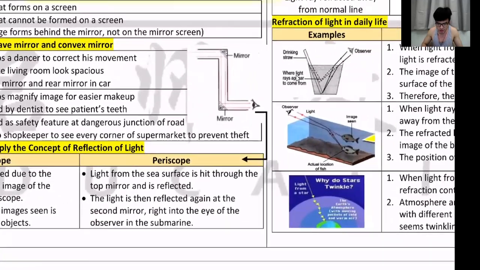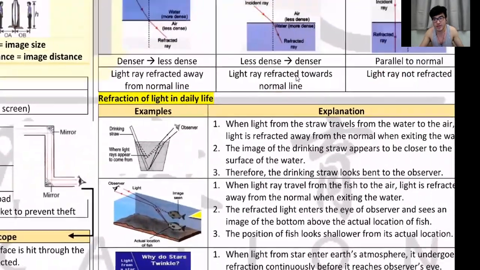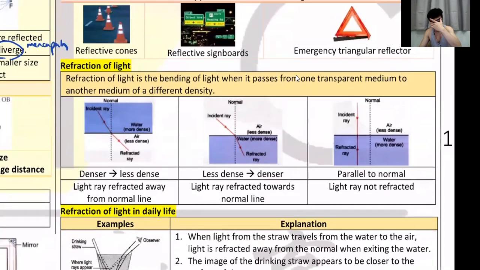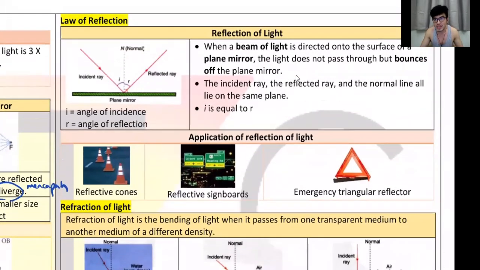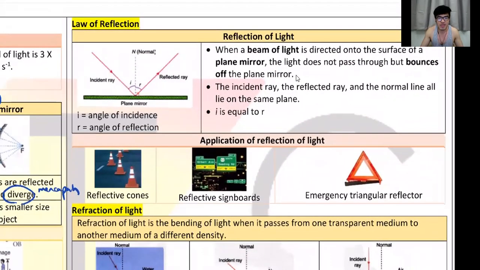All right, so let's go into our first part of light, which is the reflection of light. Pantulan cahaya. I would say this is one of the most important parts of this chapter. All right, so the law of reflection has two, 1 and 2. These two you need to memorize. Of course, number 1, I is equal to R. That means the incident angle is the same as the reflected angle.